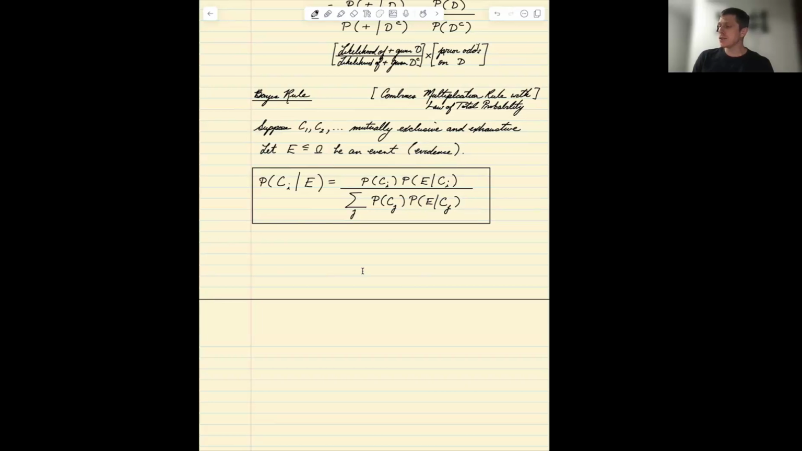And this is widely used, and we're going to have an example of how Bayes' rule applies in the context of the law next, and in particular in the context of the O.J. Simpson trial, which is an interesting example that we'll discuss next.